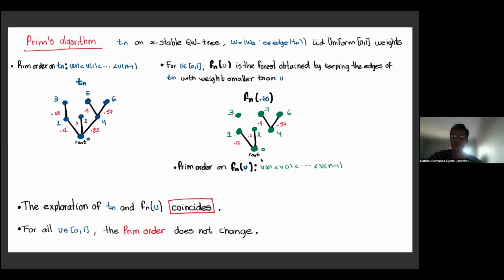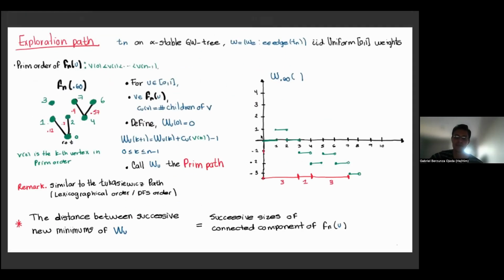But we are not interested in the order of exploration. We want to use this order of exploration to define an object that gives me information about the sizes of the connected components in a consistent way, so that for every time I have information about the sizes of the connected components. And the way to do that is to define a random walk as follows.